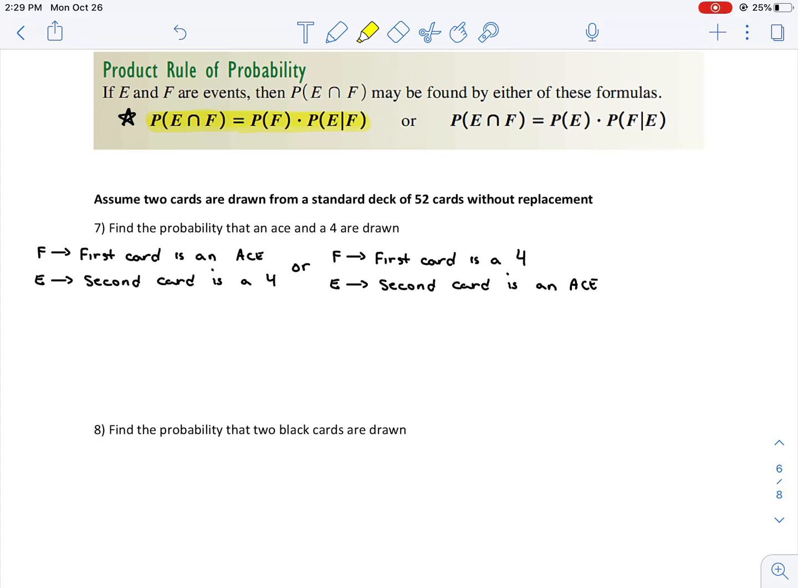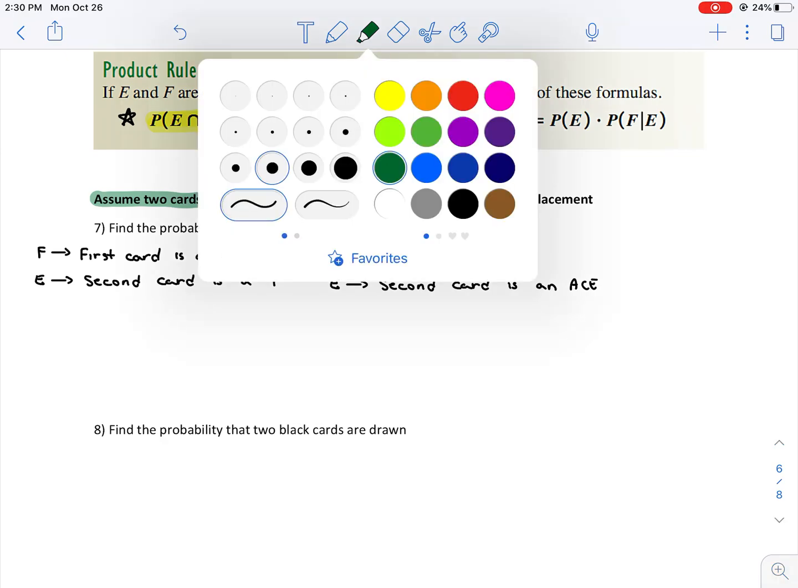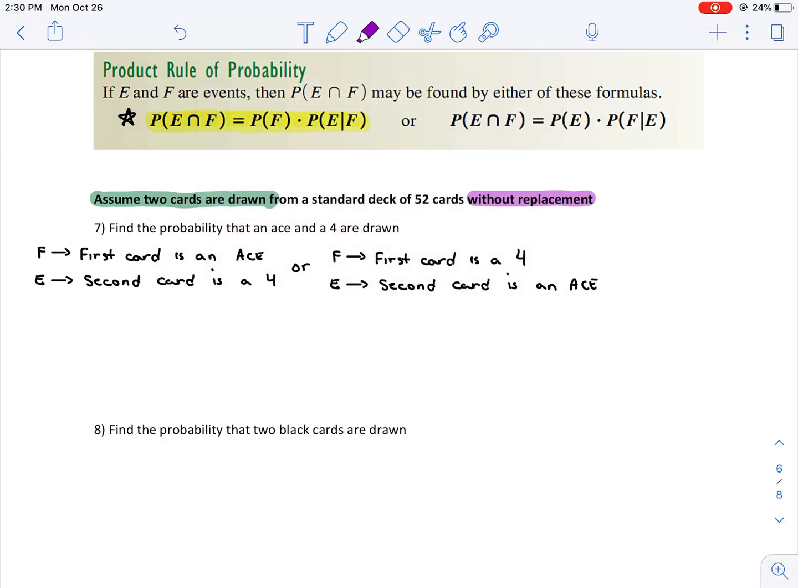It says, assume 2 cards are drawn from a standard deck of 52 cards without replacement. Find the probability that an ace and a 4 are drawn. So let's start with the very first part of the directions. It says, assume 2 cards are drawn. Now in previous examples, only 1 card has been drawn and we found the probability of a certain event happening. Now there are 2 cards being drawn, and the stipulation is that we are not replacing the cards after they are selected.